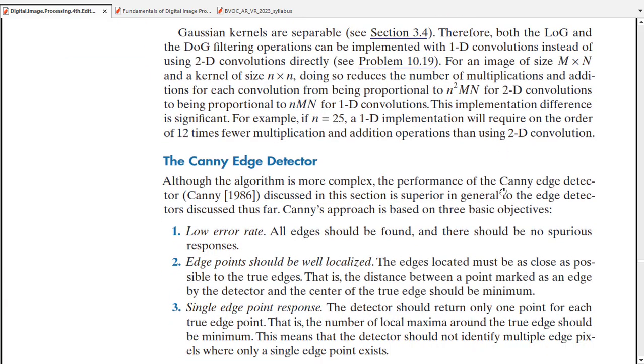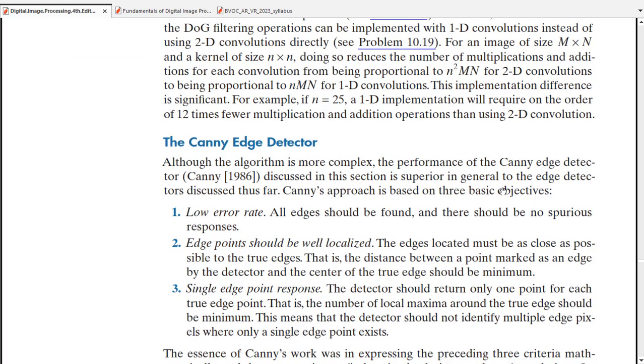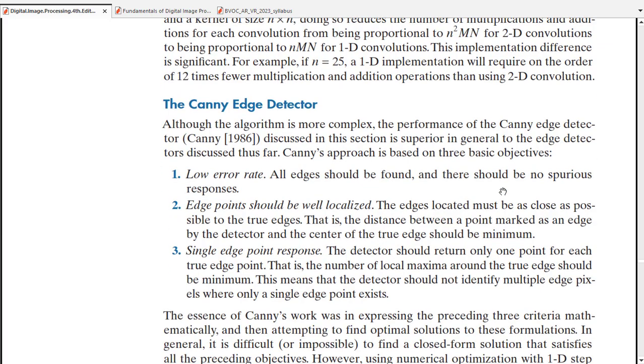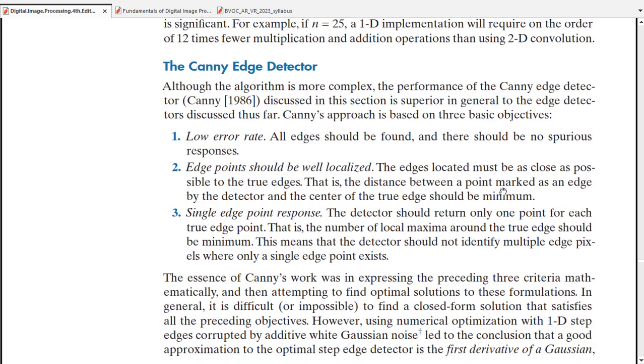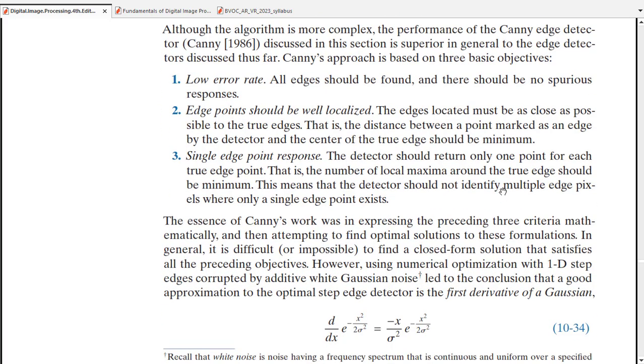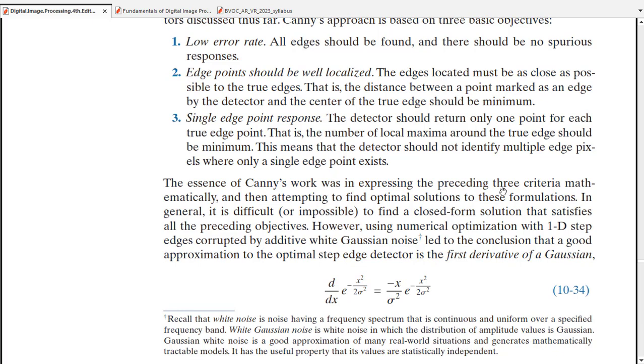Canny edge detection. What is the major role of Canny edge detection? In this algorithm, Canny in 1986 discussed in this section, it is superior in general to other edge detection methods. What is the main basic objective? Low error rate, edge points should be well localized, and single edge point response. The essence of Canny's work was in expressing these three criteria mathematically. We arrive at the optimal step edge detector, the first derivative of the Gaussian.